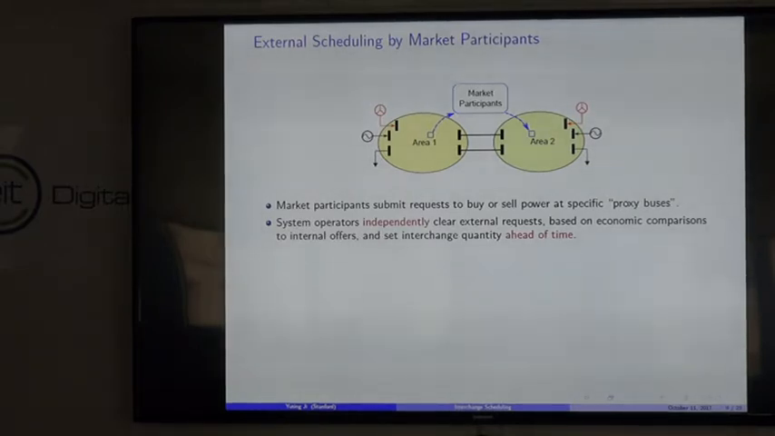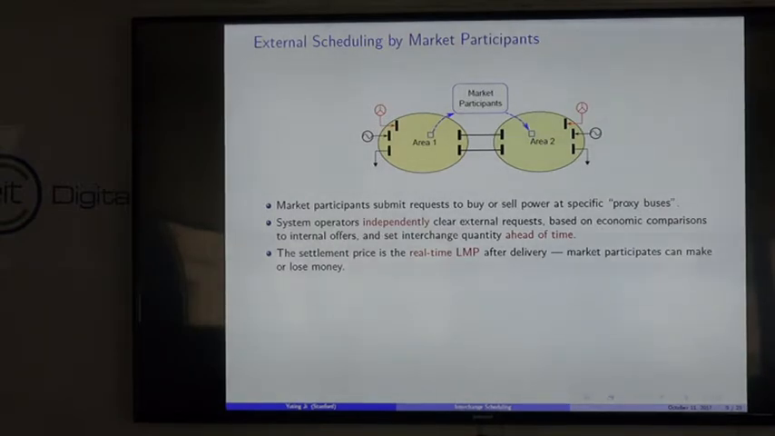The one key idea of this interchange quantity is that it has to be scheduled ahead of physical delivery. In the US, the interchange has to be determined 60 to 90 minutes ahead of the physical delivery. Within this time gap, a lot of things can happen. That's where the uncertainty comes from. When the physical power flows across the tielines, the price can be settled. They are settled at the real-time locational marginal price after the delivery.